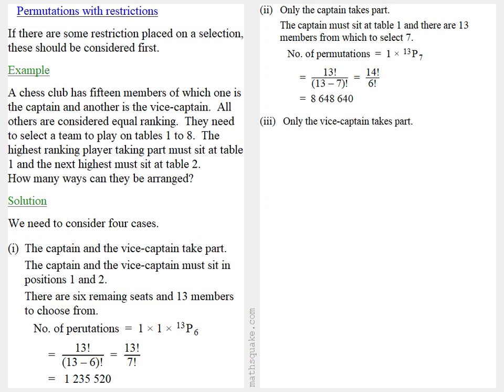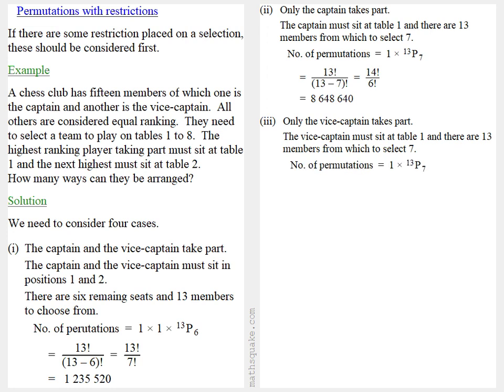In part 3, if only the vice-captain takes part, then the vice-captain must sit at table 1, and there are 13 members from which to select the other 7. So the number of permutations is again 1 times 13P7, which is 8,648,640.